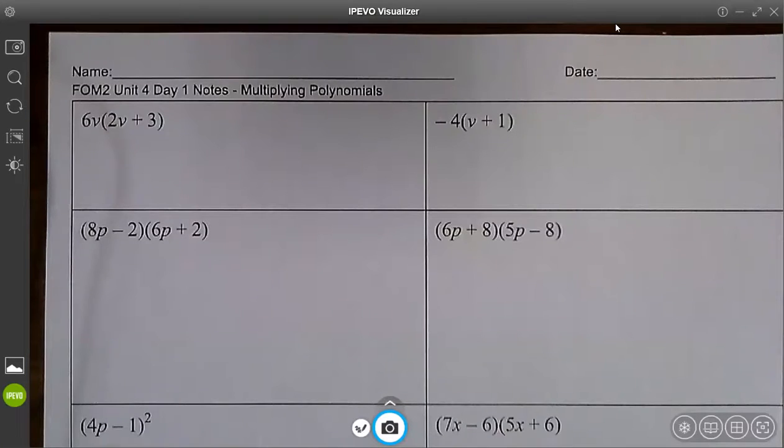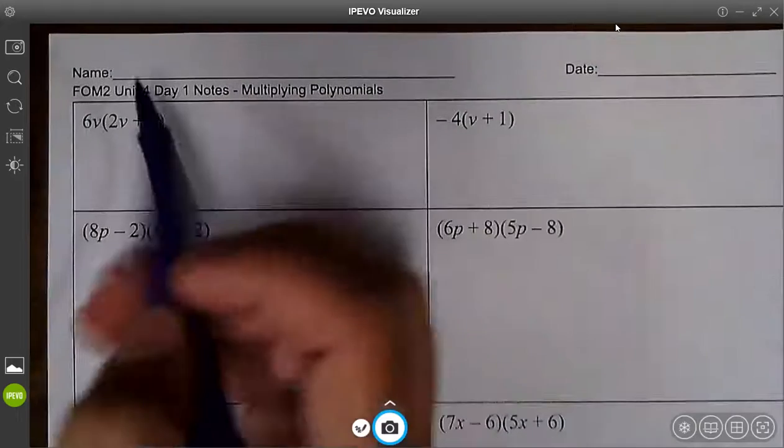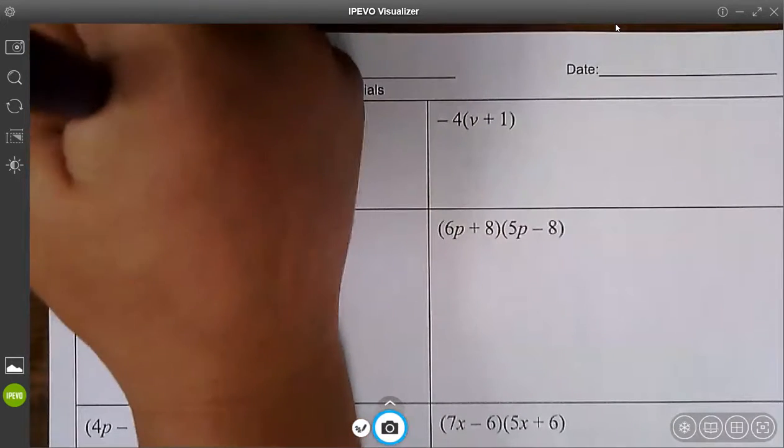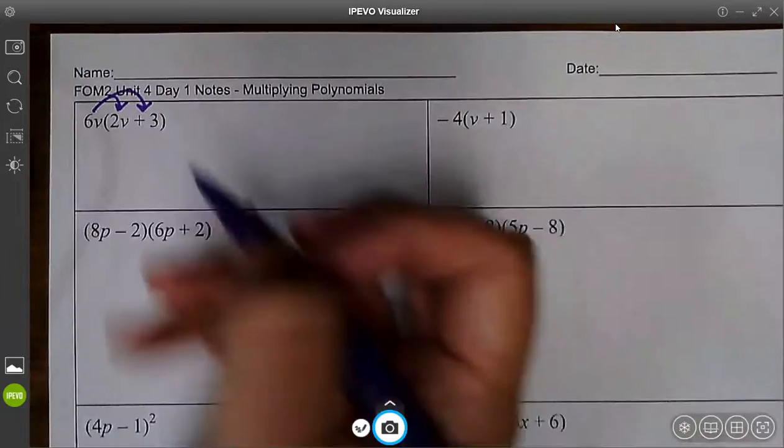Foundations of Math 2, Unit 4, multiplying polynomials. We're going to start with multiplying a monomial, which is one term, and a binomial. When something's outside the parentheses like this, you distribute it to both pieces.